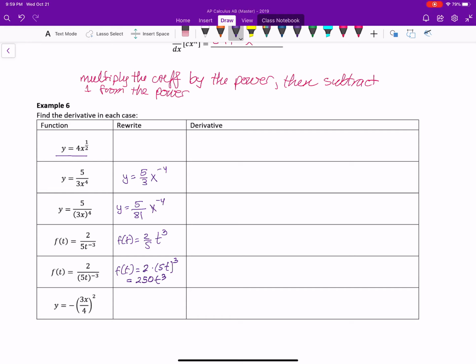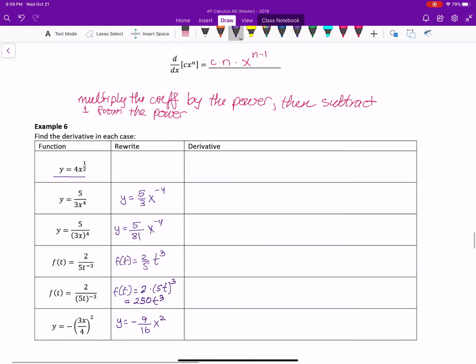Same for the next one. Y is equal to the negatives on the outside, so that's still part of it. Everything else is being squared. So I'm going to square 9, and square the 4 gives me 16. I know I said square 9. I meant square the 3 and you get a 9. And then you get x squared. And I do write it as a coefficient, the 9/16 as a coefficient. It just makes it easier to use the previous rule that we just got.